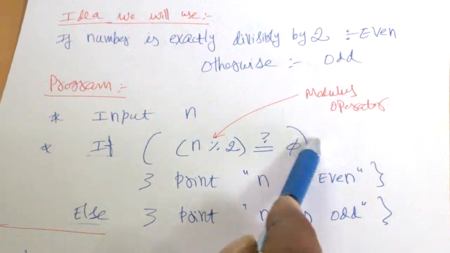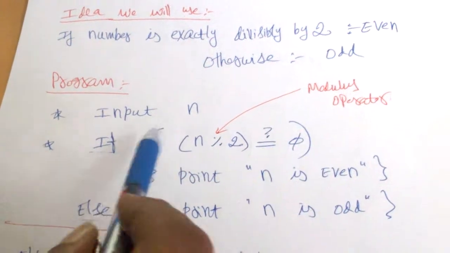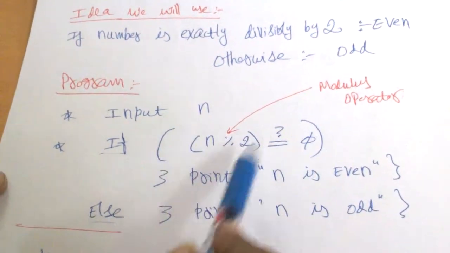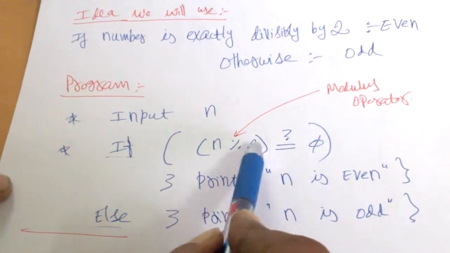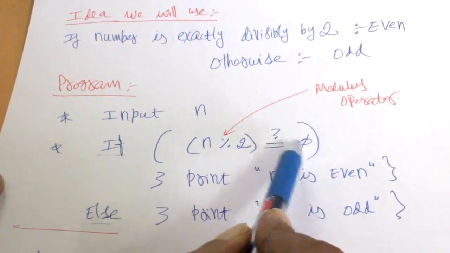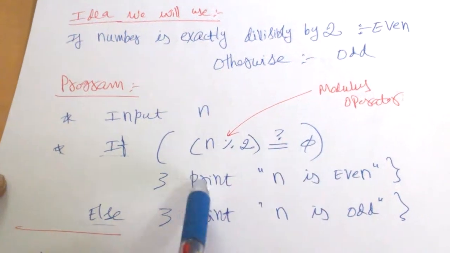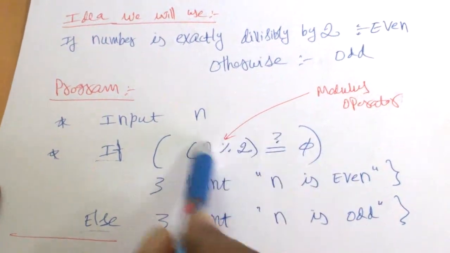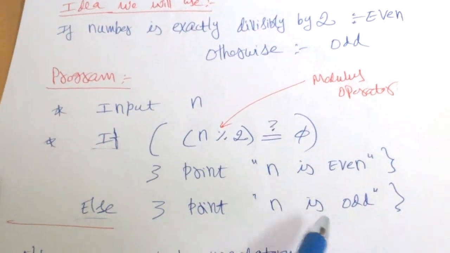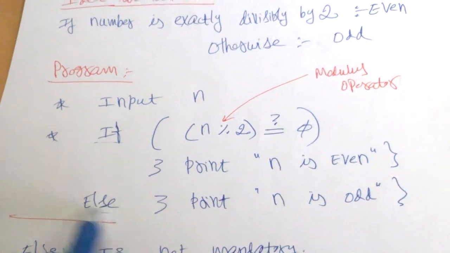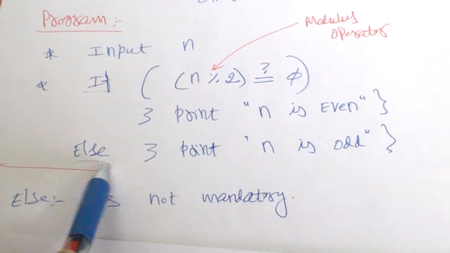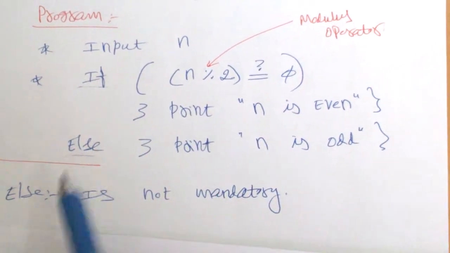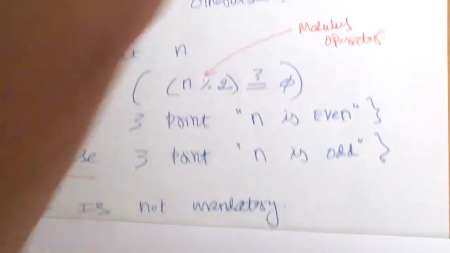If that remainder is 0, then this whole thing is evaluated as true. To be simple, if this is true, then print n is even. This extracts the remainder and we are checking whether that is 0 or not. If it is 0, we print n is even, else print n is odd. Here we have seen the usage of the if then else statement. The else part is not compulsory, it's not mandatory, it's entirely optional. Now we will go to the next topic, procedures and functions.